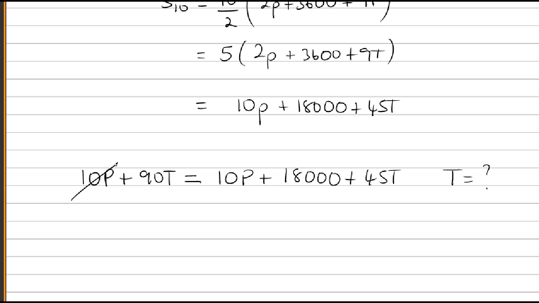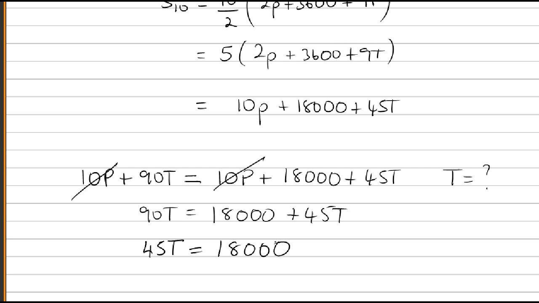Well, we can clearly see the 10p's cancel, so we're left with 90t equals 18,000 plus 45t. I'm going to take this 45t over to the left hand side, and it leaves us with 45t equals 18,000. And if we divide both sides by 45, well, 45 into 180 goes 4, and we've just got 2 zeros left over, so t is 400.